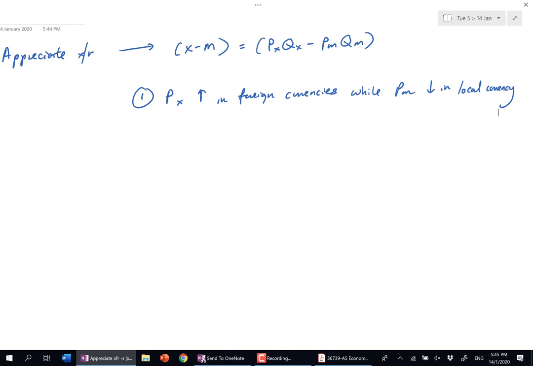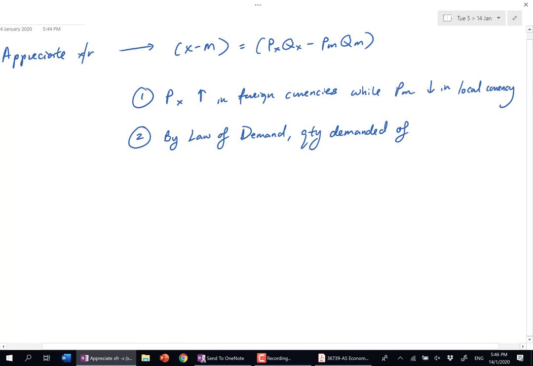Second, by the law of demand, quantity demanded of exports, I should spell this out, of exports falls while quantity demanded of imports rises. So let me add in some arrows. Up, down, down, up. QX is quantity demanded. QX is not demand.